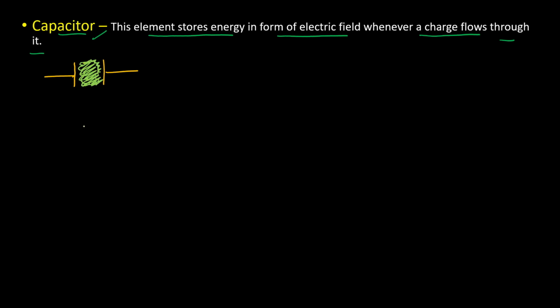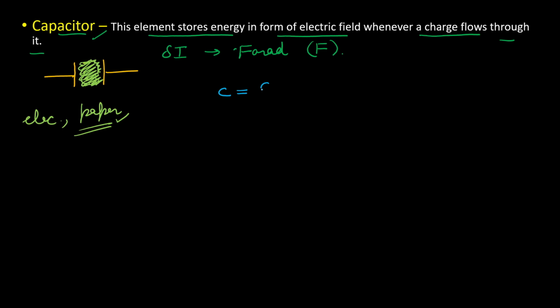We have various kinds of capacitors, for example electrolytic capacitors or paper capacitors, depending upon the kind of application that we want to use it for. The SI unit for measuring capacitance is the farad, expressed by the symbol F. Mathematically, the capacitance of a capacitor is given as C is equal to epsilon naught epsilon R A by D. Here A is the area of cross section of the conducting plates, and D is the distance between the plates. Epsilon R is the relative permittivity.